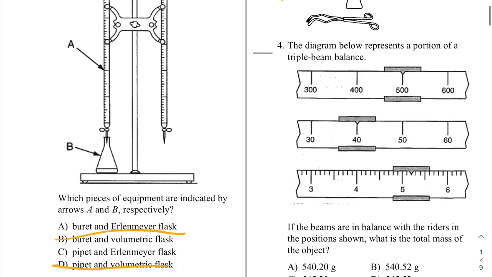The diagram below represents a portion of a triple beam balance. If the beams are in balance with the riders in the position shown, what is the total mass of the object? So I agree with 545. We're sure of the ones, which means these are the tenths, 1, 2. And so we're sure of the tenths, which means we can only go out one more spot, which would be, it looks like it's right on. So 545.20 grams, which is choice C.